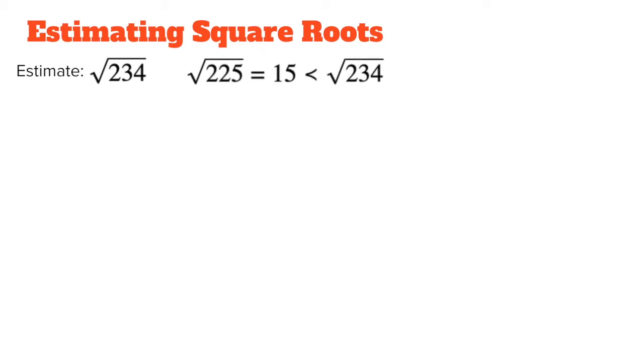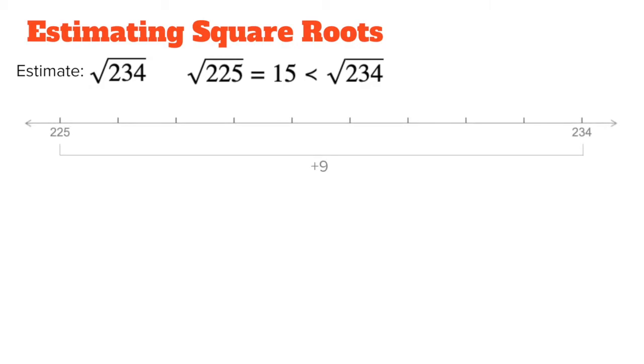Let's go ahead and write that down. So we know that the square root of 234 should definitely be larger than 15, but how much larger? This is where the estimation comes in. For now, let's remove the square root symbols, which leaves us with 225 and 234. Now, let's plot these points onto a number line with a unit bar length of 1.